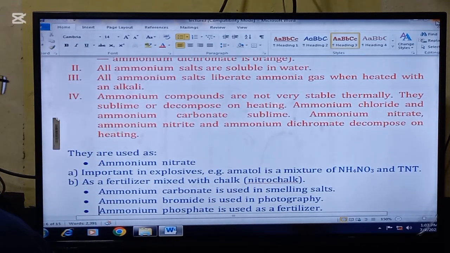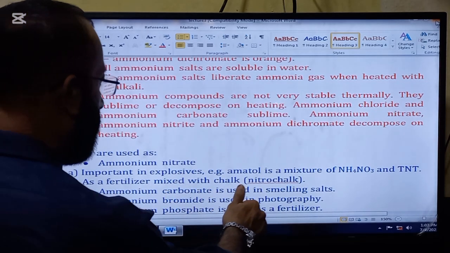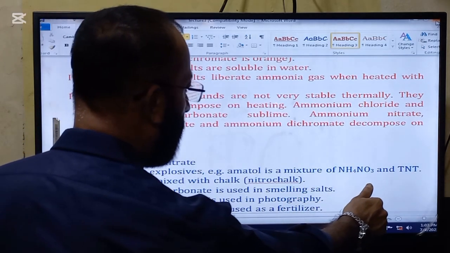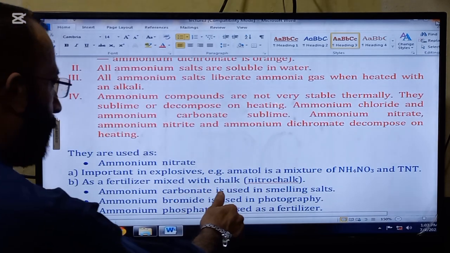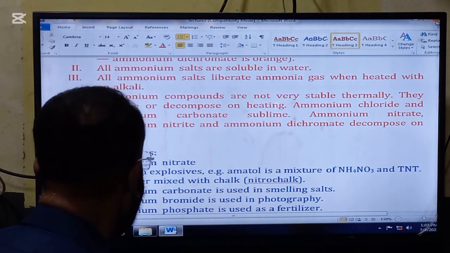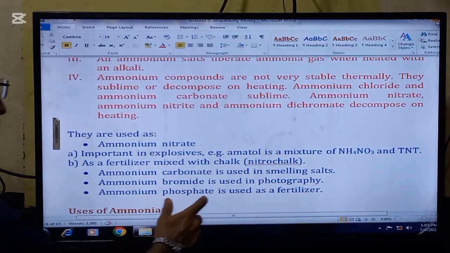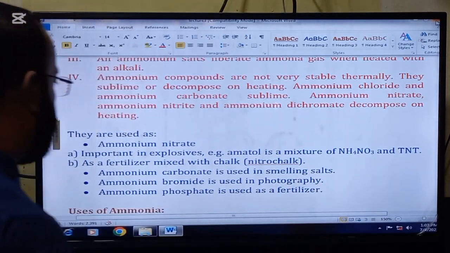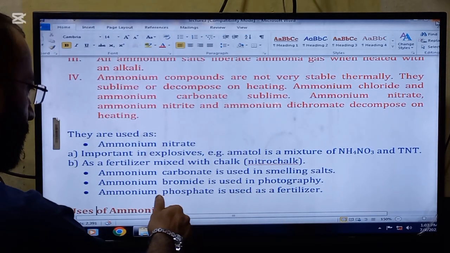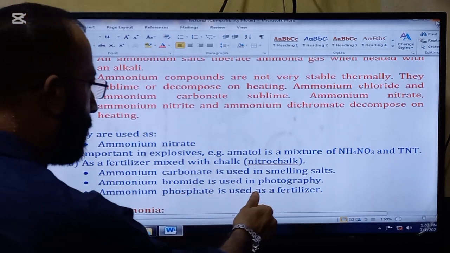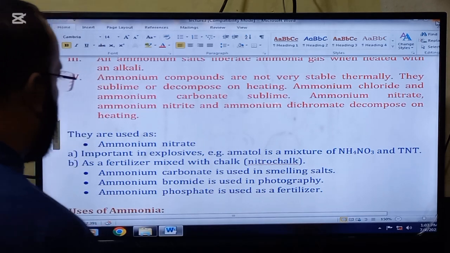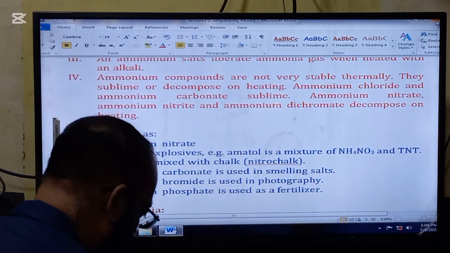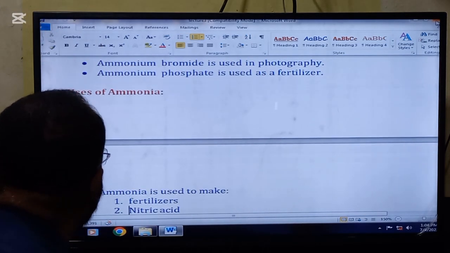Ammonium nitrate is important in explosives. For example, amatol is a mixture of ammonium nitrate and TNT. As a fertilizer, mixed with chalk, it is nitro chalk. Ammonium carbonate is used in smelling salts. Ammonium bromide is used in photography. And ammonium phosphate is used as a fertilizer. So these are the uses of some ammonium compounds.